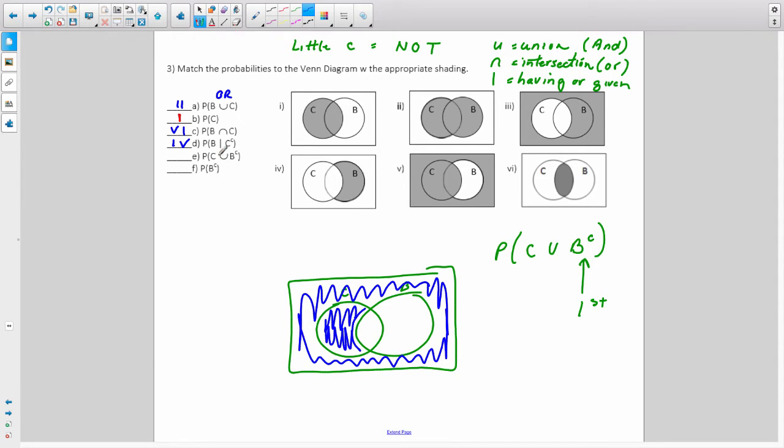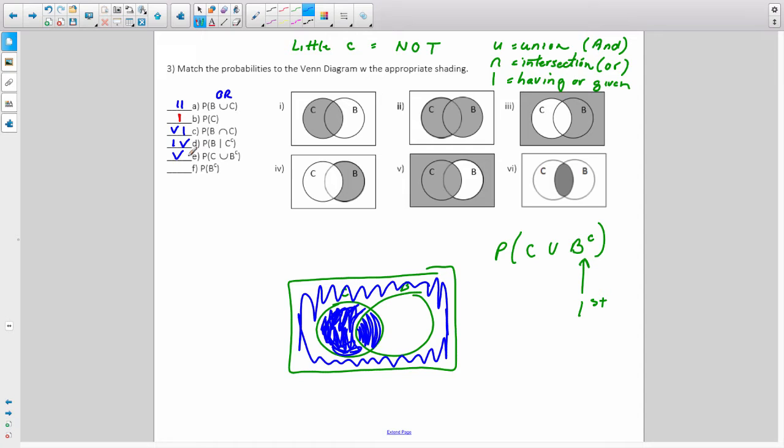But now let's join them with everybody in C. So look, this little guy starts to be included because we want to join them with everyone that's in C. So now we have all of this blue stuff all over the place. Where does that picture show up? V, or number 5.